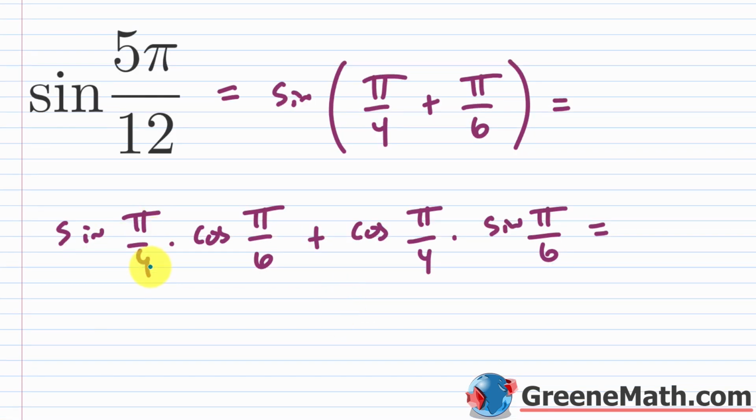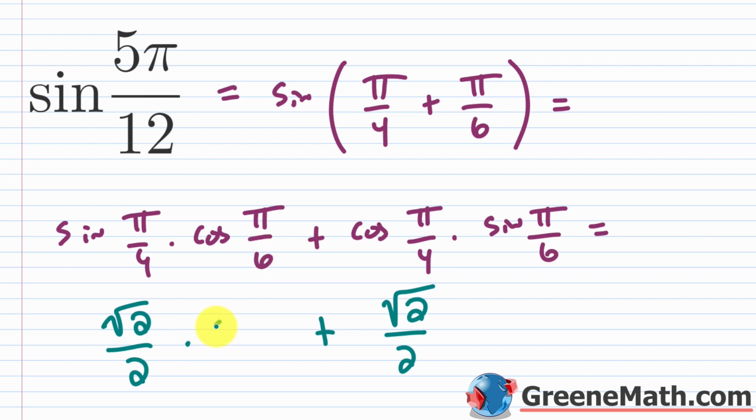The sine of pi over 4 and the cosine of pi over 4, for 45 degrees, are always going to be square root of 2 over 2. It's the same thing, and this is the easiest one to remember. Now the cosine of pi over 6, if you're thinking about 30 degrees, is square root of 3 over 2. And the sine of pi over 6 is going to be 1/2.